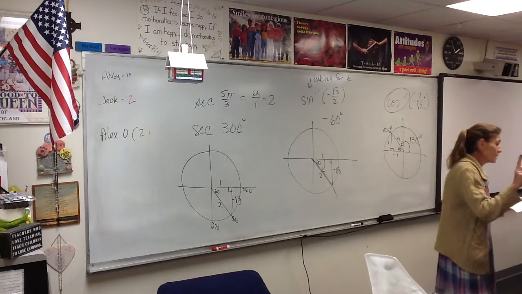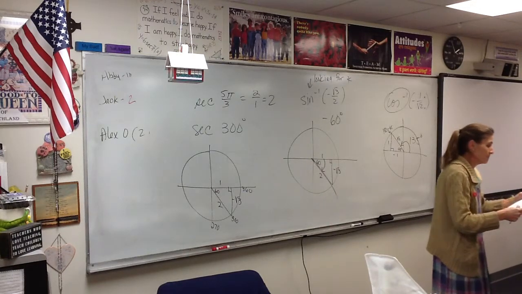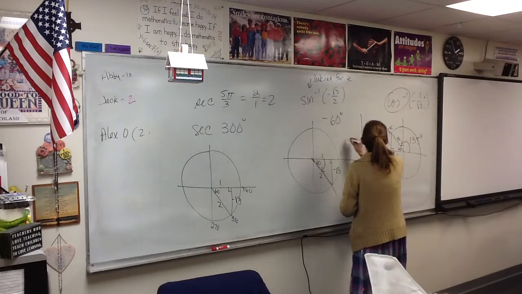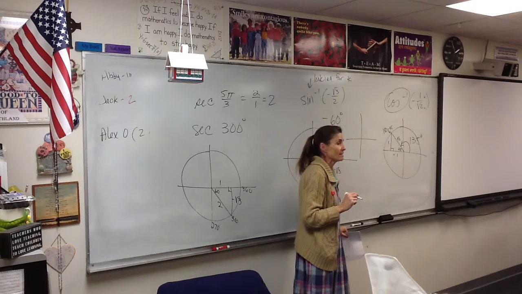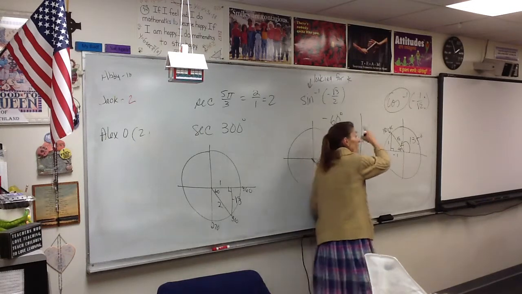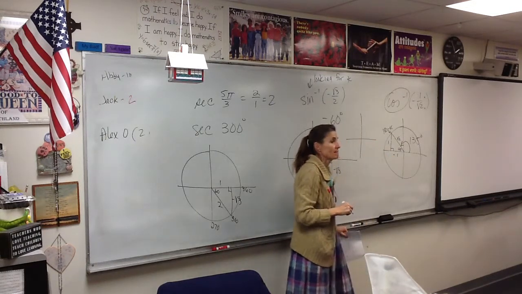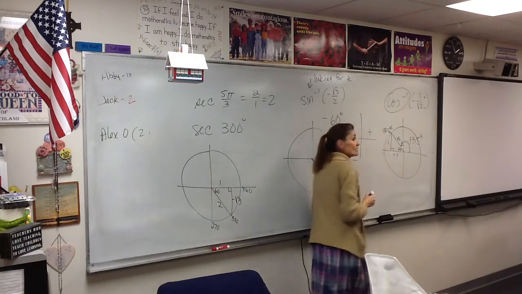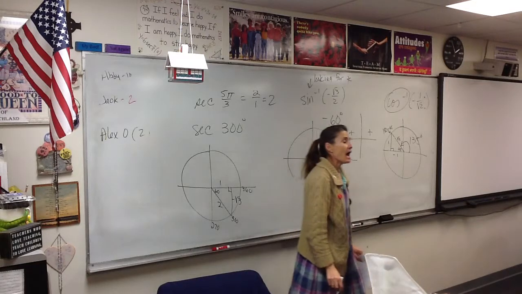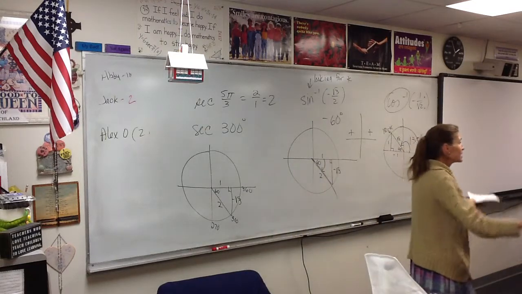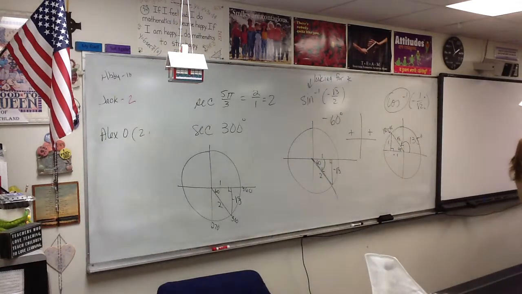Let's do number 6 quickly. We do not have time. It says the sine is positive. Tell me which quadrants have a positive sine. One and four, right? How do I know that the sine is positive in quadrants 1 and 2? No magic method. Sine is y over r. That's it. Where is y positive? On the top.